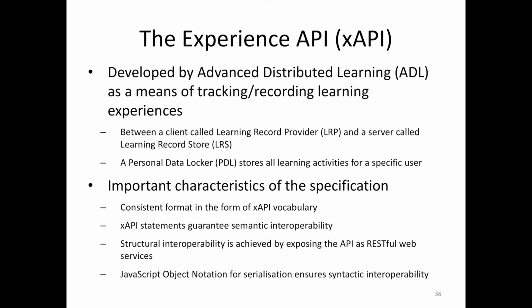Some important characteristics of the API specification are that it provides a consistent format in the form of xAPI vocabulary. It guarantees semantic interoperability with the xAPI statements, and structural interoperability is achieved by exposing the API as RESTful web services. On top of that, deserialization using the JavaScript Object Notation ensures the syntactic interoperability.